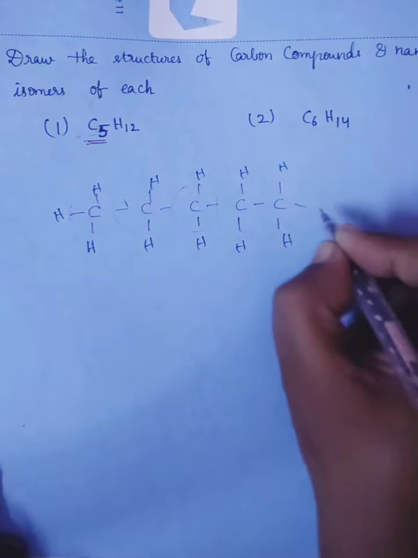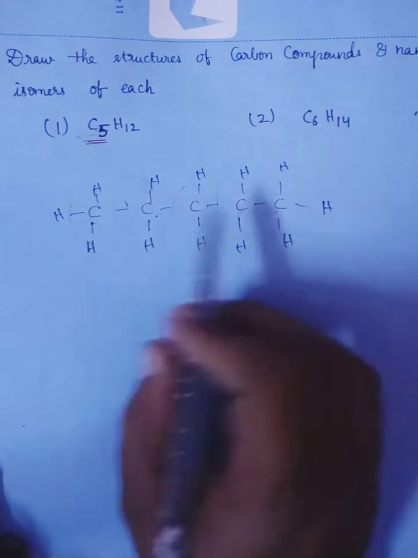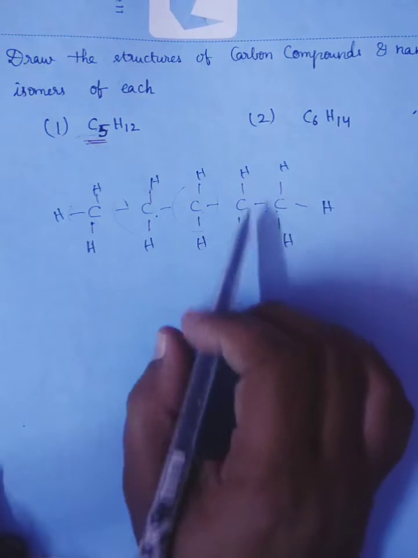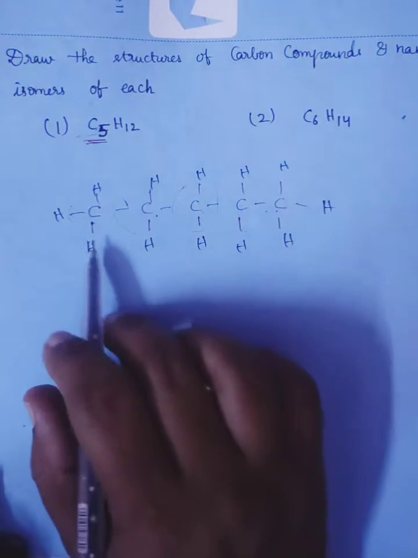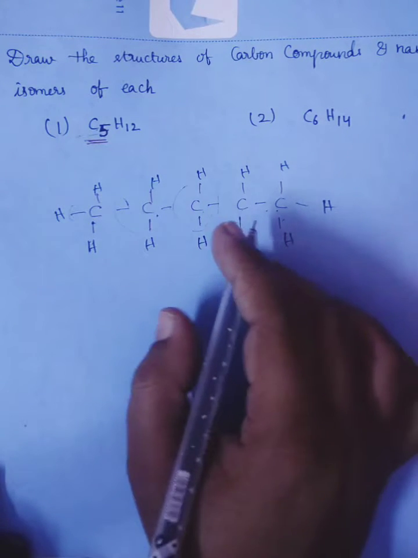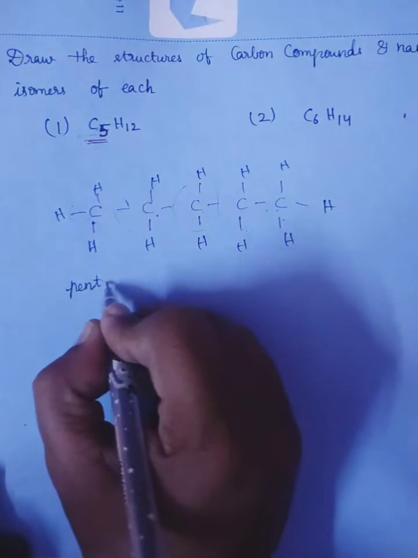and then you can check it. See, 1 2 3 4 5, 5 carbons, number of hydrogens 1 2 3 4 5 6 7 8 9 10 11 12. Okay, so 5 carbons are there and all single bonds, so that's why we can write the isomer name as pentane.